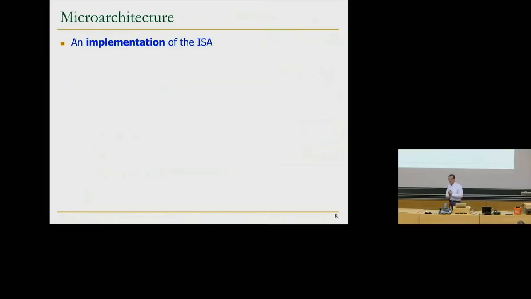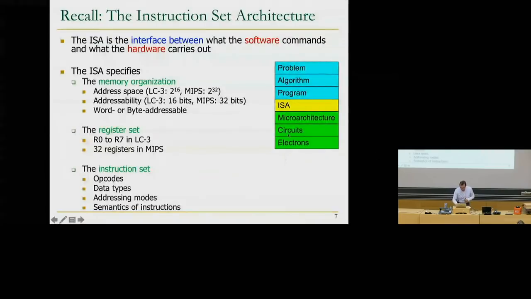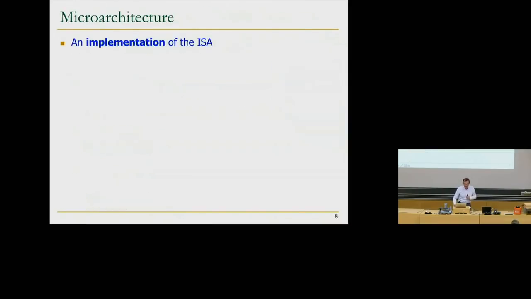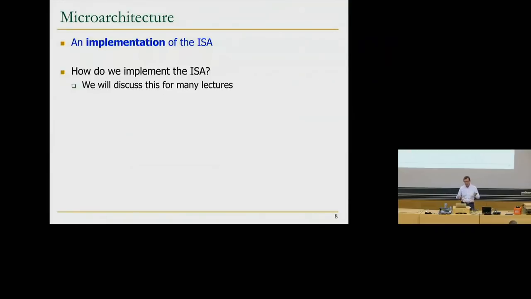So what is microarchitecture then? Clearly, we see microarchitecture in this picture over here. It's right here. It's underneath the ISA. And as you can see, it's not exposed to the program. There's a layer between the program and the microarchitecture. That's the instruction set architecture. Essentially, microarchitecture is an implementation of the instruction set architecture. It's very simple. How do we implement the ISA? Basically, we will discuss this for many lectures, and that's called microarchitecture.